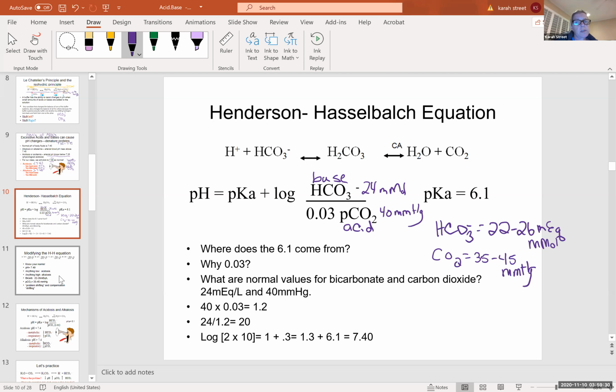And millimoles, that's a concentration. Millimeters of mercury is a pressure. These are not synonyms. These are not equal units. So how do you get rid of them? Because you have to get rid of them. We're calculating pH. That's where this 0.03 comes in. 0.03 is a conversion unit.